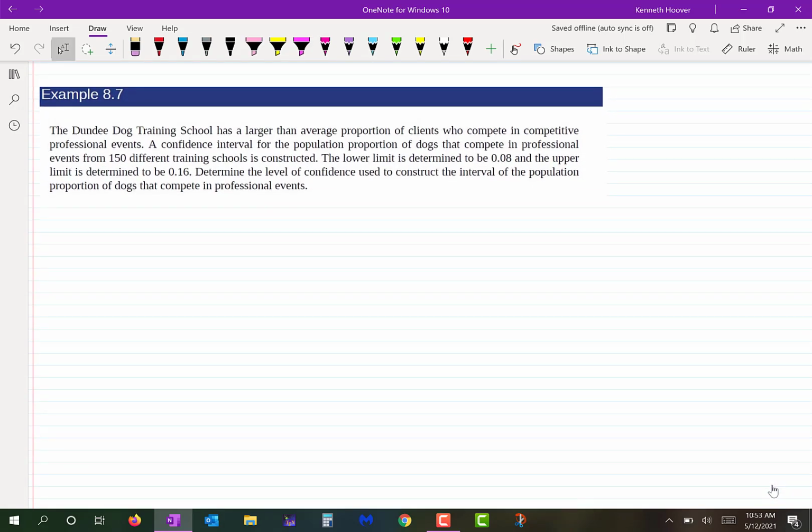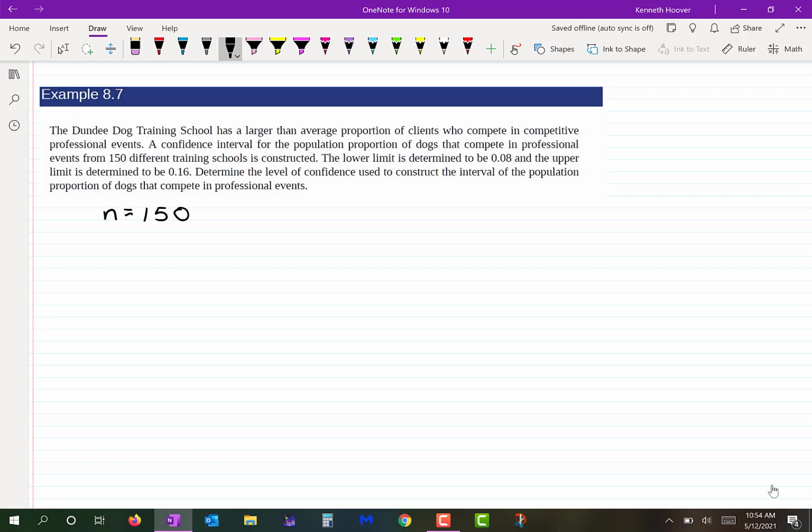The Dundee Dog Training School has a larger than average proportion of clients who compete in competitive professional events. A confidence interval for the population proportion of dogs that compete in professional events from 150 different training schools is constructed. Well, they're telling us right there that the sample size is 150, so let's write that down. Okay. The lower limit is determined to be 0.08, and the upper limit is determined to be 0.16.